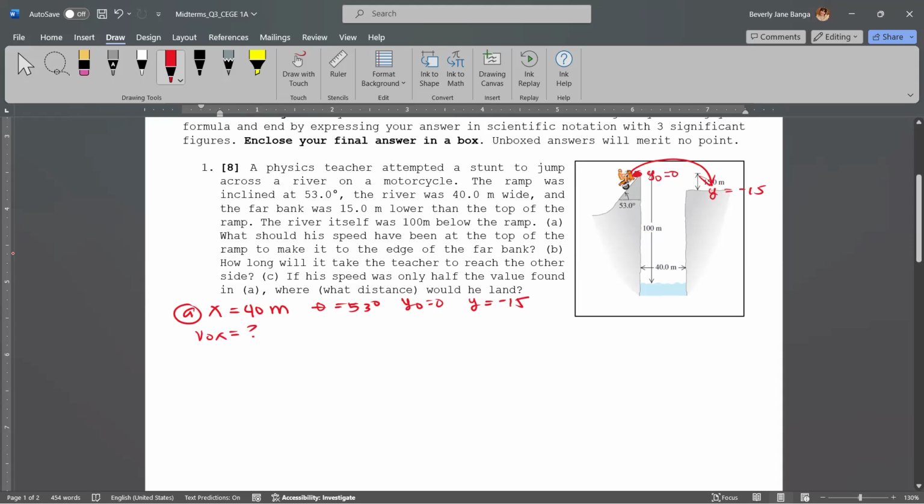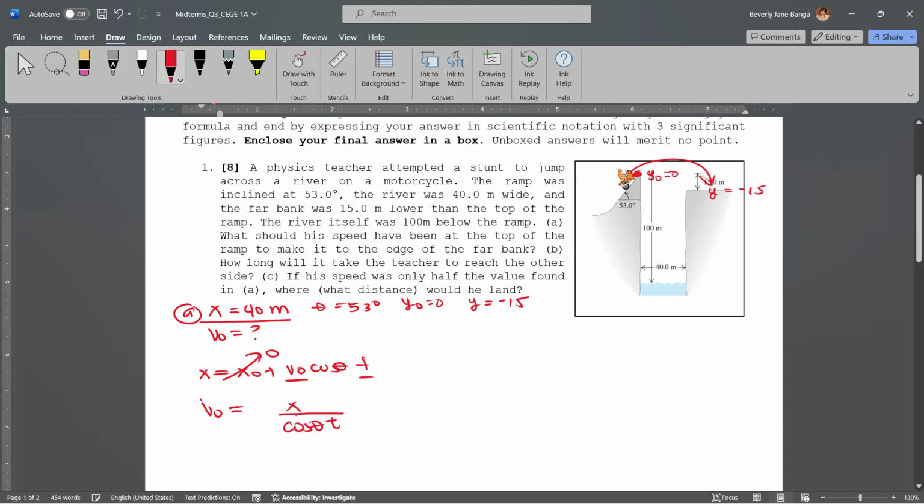Okay, so V0. Sorry, not VOX. V0 lang pala. So, V0 lang pala. Okay, so I know x. So, x is equal to x naught plus V0 cosine theta t. X naught is 0. V0 is unknown. Theta is known, but time, again, is unknown. So, I can express this as V0 is equal to x over cosine theta t.